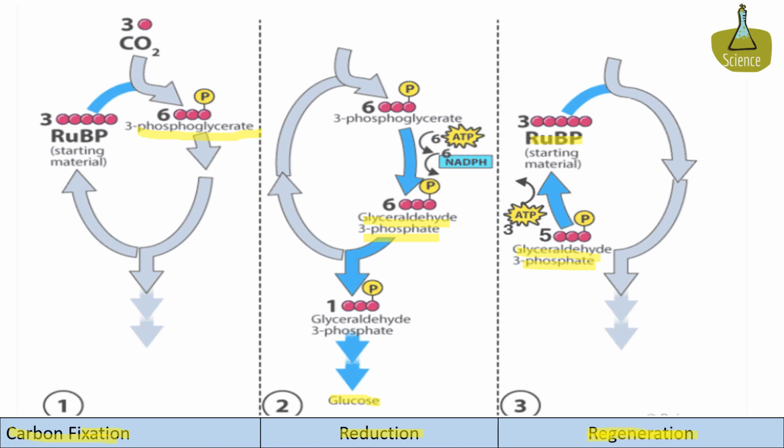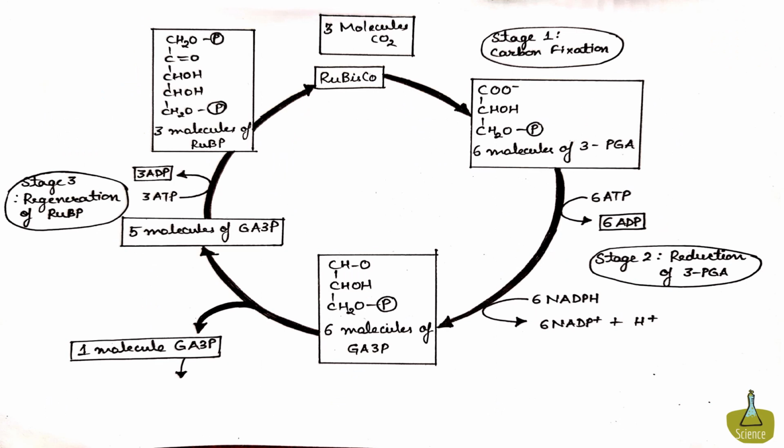So this particular diagram has been split into the 3 different steps of the Calvin cycle, namely carbon fixation, reduction, and the third one, regeneration, giving this whole picture. In this diagram, we can see that this is the same reaction that we understood in the last diagram, but for better understanding, we'll discuss it again here.